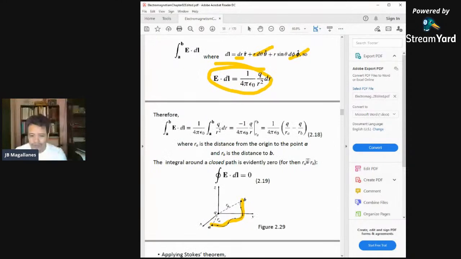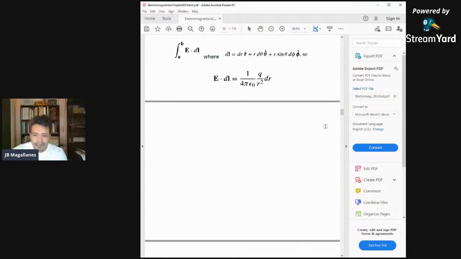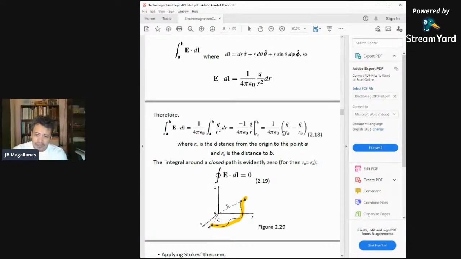Now you integrate E dot dl from A to B. 1 over 4 pi epsilon sub 0 is constant, so you can take that out of the integral. Then you have to integrate q over r squared dr. The integral of 1 over r squared is negative 1 over r. Q is also constant, because the charge at the origin doesn't change, so you can take that out of the integral as well. So what happens here is that your integral depends only on the endpoints, your r_A and your r_B, the initial distance and the final distance from the charge.